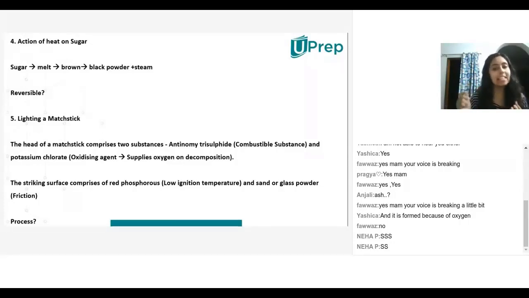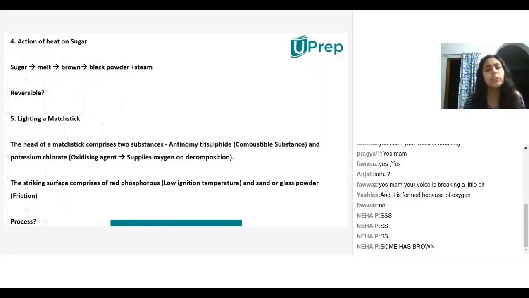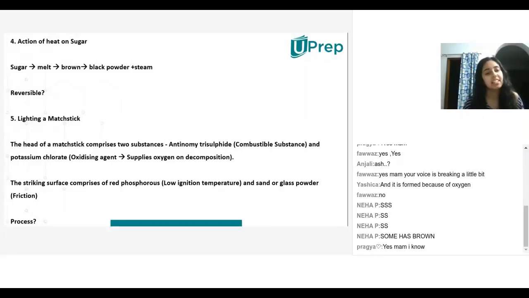Similarly, when I take a matchstick and strike the surface of the matchbox, which, by the way, has red phosphorus. That is why you'll see that the striking surface is red in color. And that red phosphorus has low ignition temperature. Can you tell me what is the meaning of ignition? When something lights up. Very good. When something catches fire at low temperatures very, very easily, that is called a low ignition temperature substance. So red phosphorus is a very low ignition temperature substance.